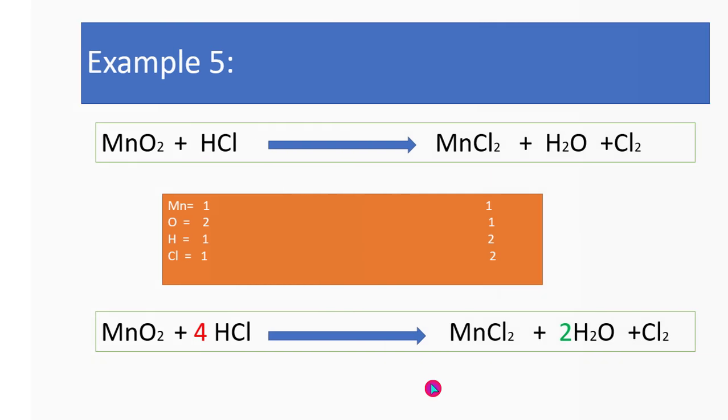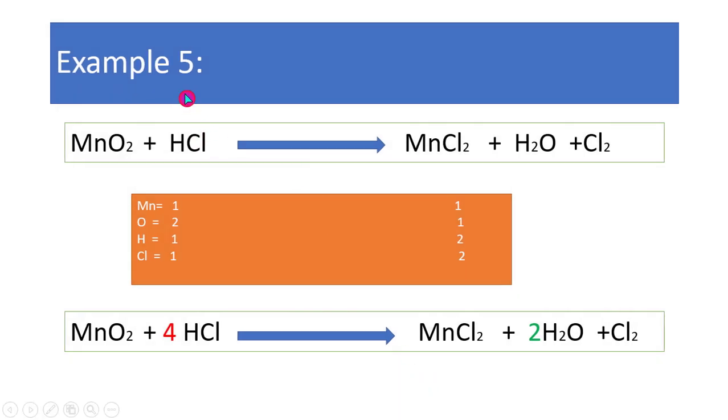Now we take this example 5. In this example, manganese dioxide reacts with HCl and form manganese chloride, water and chlorine. In this example, the number of manganese atoms towards the reactants are 1, and the number of manganese atoms towards the products are also 1.